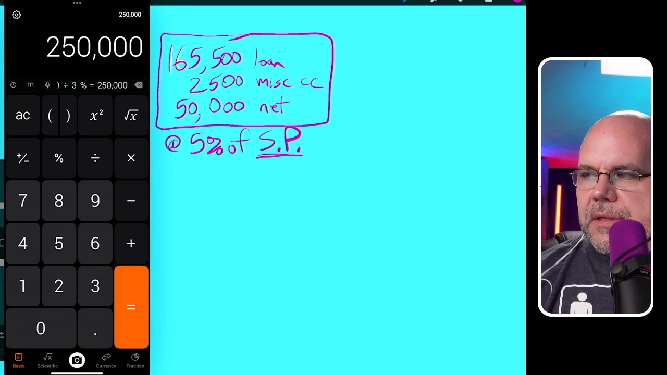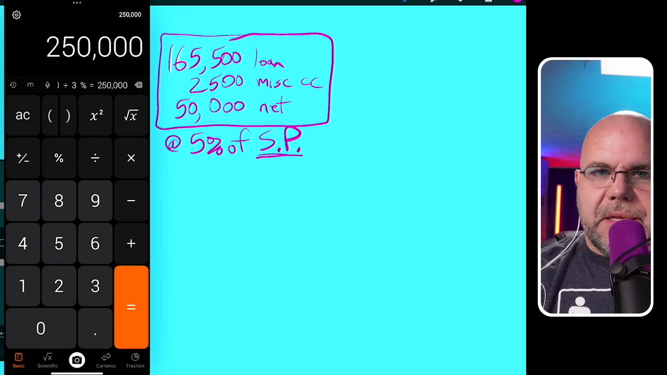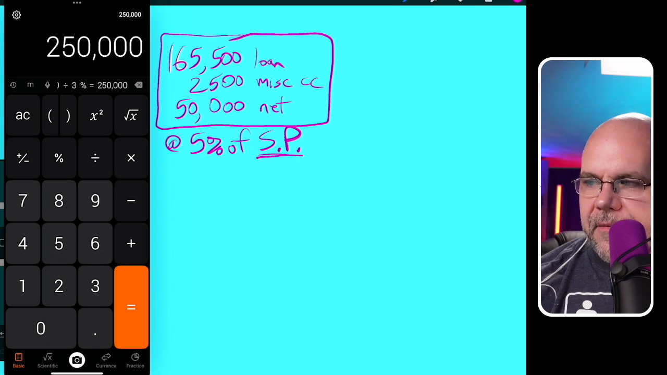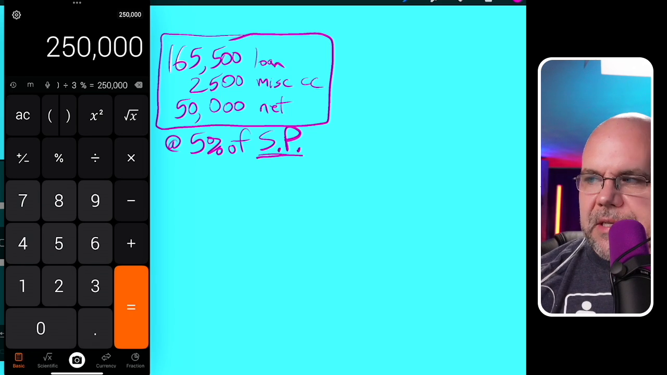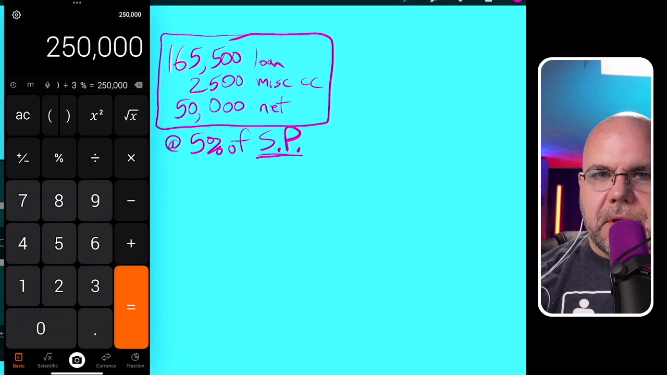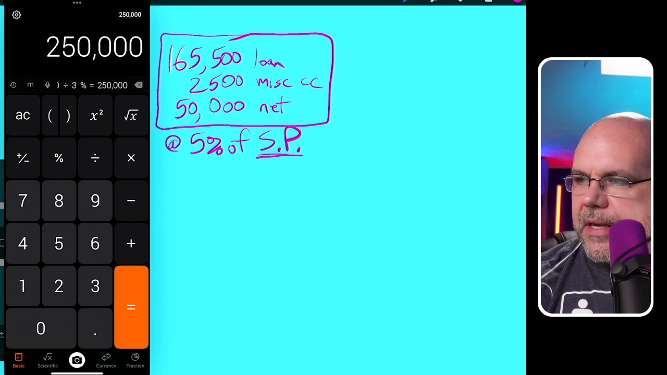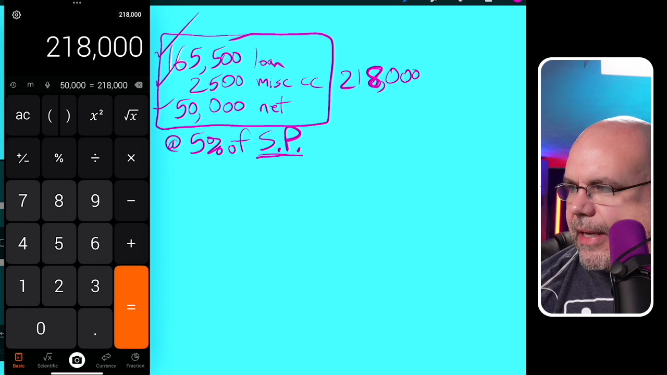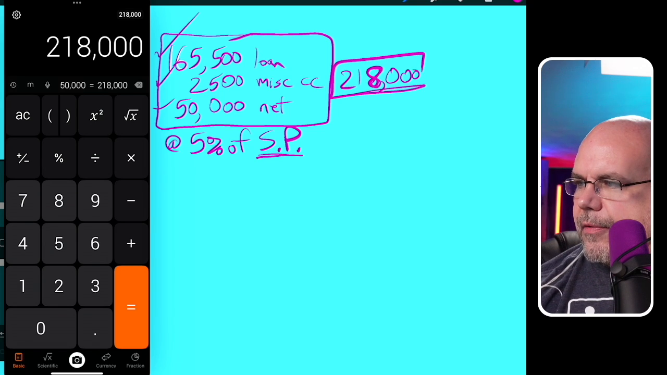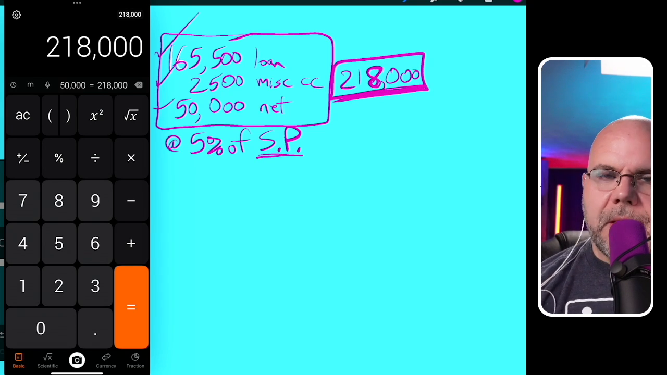First step, list out the items that the seller needs to pay for and how much they need to get. They need to get $50,000. They need to pay $2,500 and they need to pay $165,500. Seller needs this much money in their pocket at the closing table so that they can pay off these two things and walk away with this thing. What do these three things add up to? $218,000. That is the total of what the seller needs to end up with.